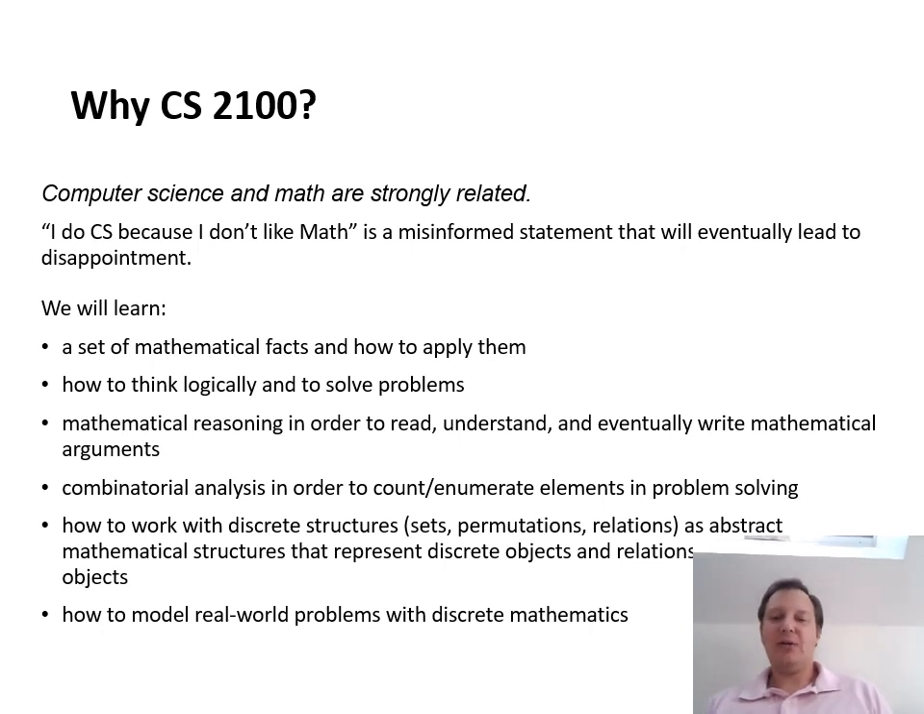And as you can already notice, there are lots of keywords here that are connected to things such as programming and so on. So understanding discrete mathematics is basically understanding the basic underpinnings behind programming languages, which makes CS2100 a really important subject for any computer scientist.